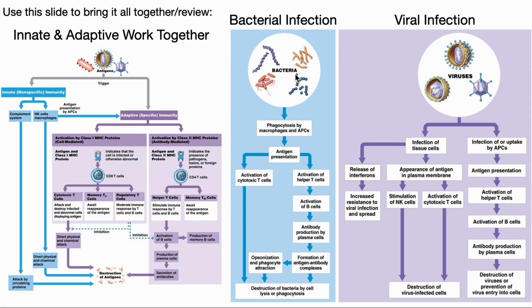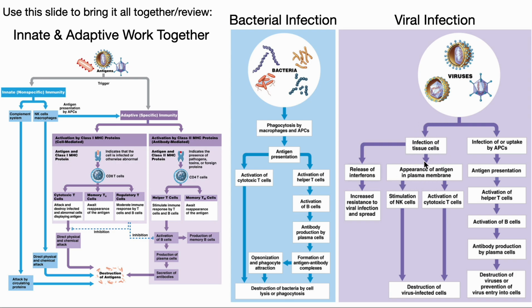So you can see that typically we're going to have phagocytosis of bacteria by macrophages and APCs, which will then allow them to present that antigen, which will activate our cytotoxic T cells and our helper T cells, which eventually will lead to the destruction of the target pathogen. With the viruses, the key there is that they kind of hide inside our cells because they take over our cells in order to make copies of themselves. So we are going to need those antigens displayed, which is what's happening here.